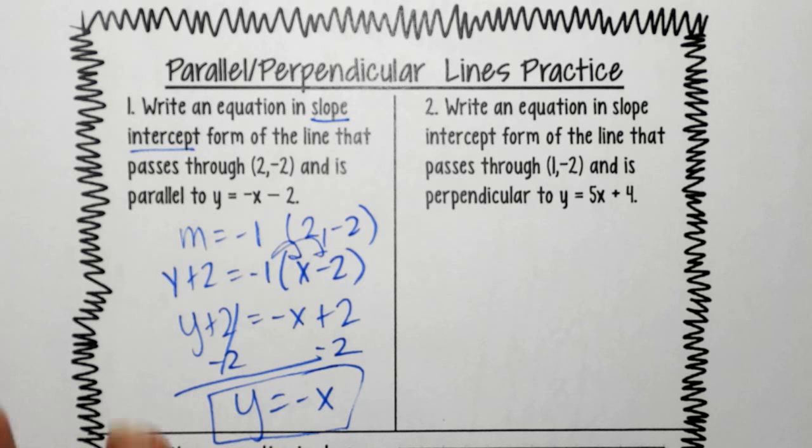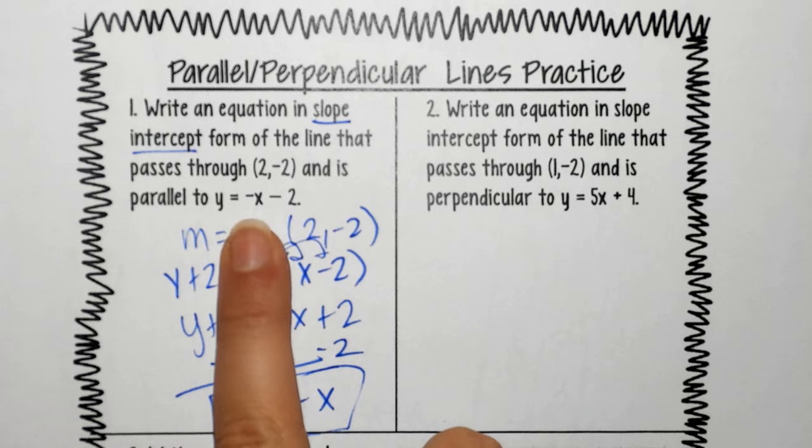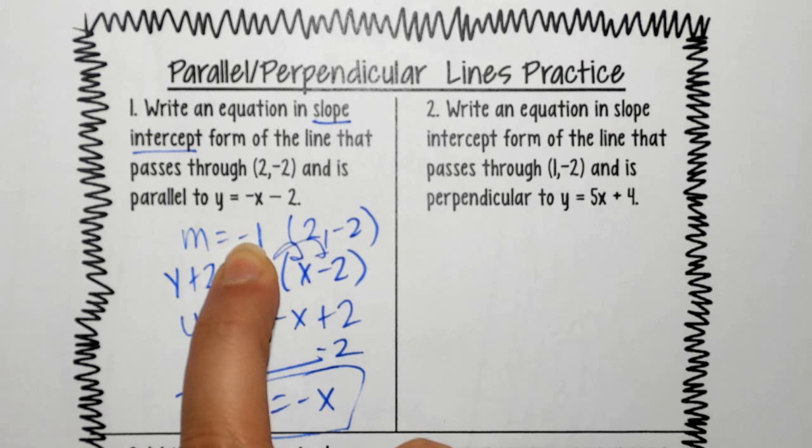Okay, so what did we do first? We found the slope because we know parallel lines have what? More than just Justin can answer me. What do they have? Are y'all dead? What do parallel lines have in common? They have the same slope. There we go. So we know that our slope is -1. So we wrote m equals -1.